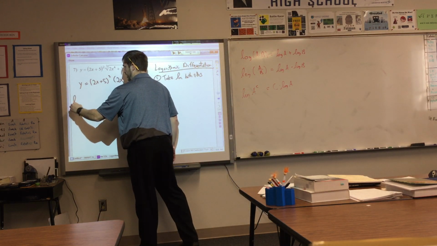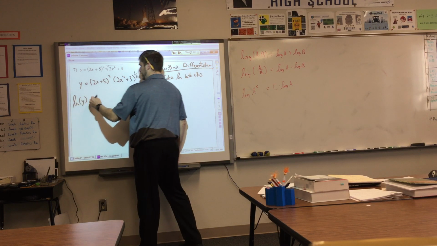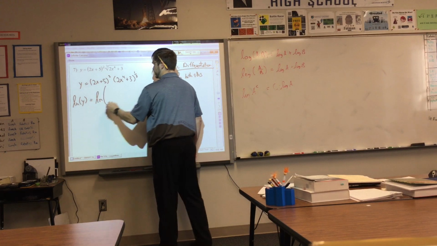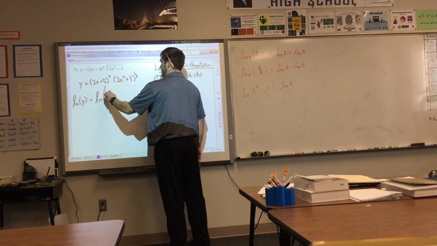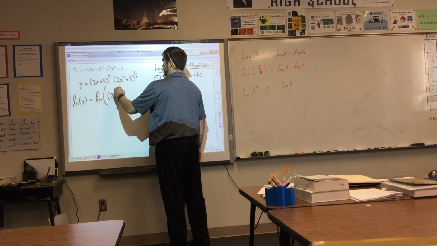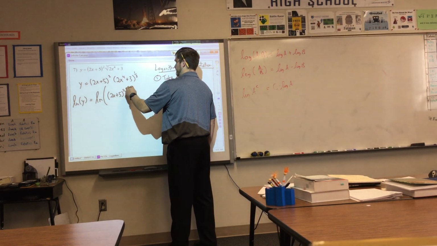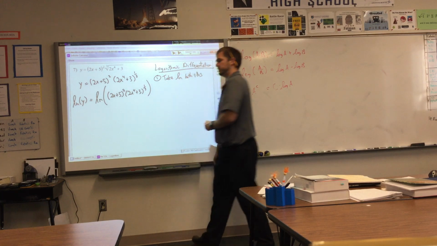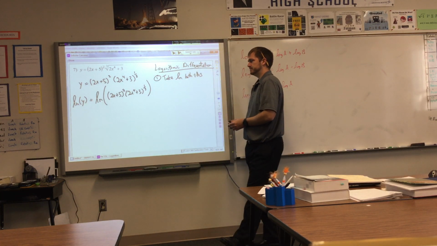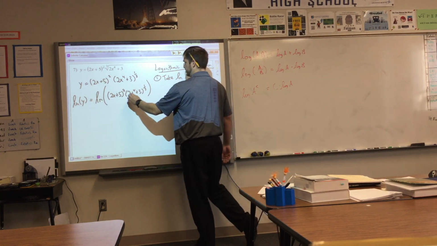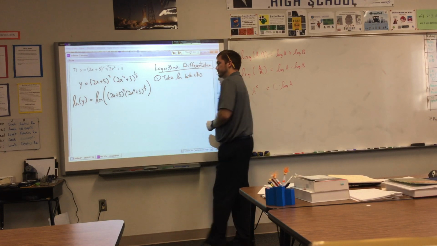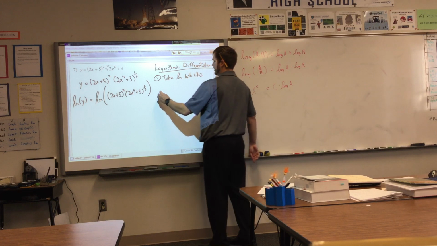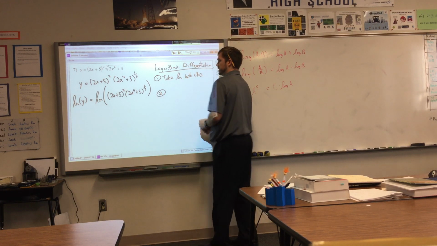So the natural log of y equals the natural log, and I'm just going to have to put like 3 parentheses: (2x plus 5) squared and (2x to the 4th plus 3) to the 1/3. Like I said, we'll do a hard one here initially, and then the other ones through it. Step 2.